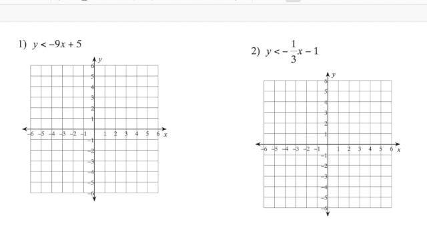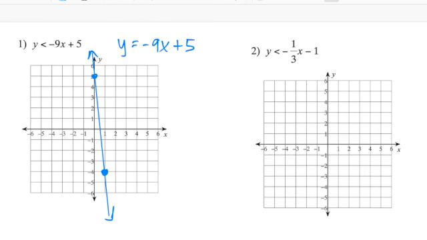Okay, so let's try to graph some of these. We're going to start first just by writing out the boundary line. And then from there, I can figure out whether it needs to be solid or dashed. So if this were my equation, I'm going to start at my y-intercept of 5. And then since my slope is -9, I move down 9 spaces and to the right 1 space. So this would be my next point.